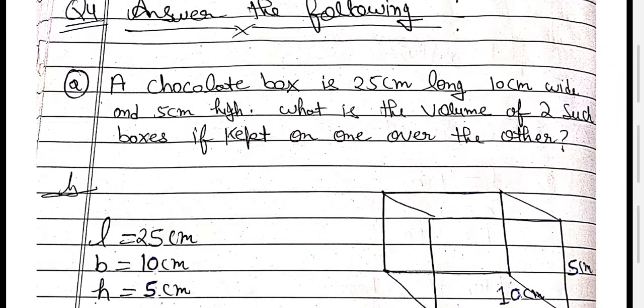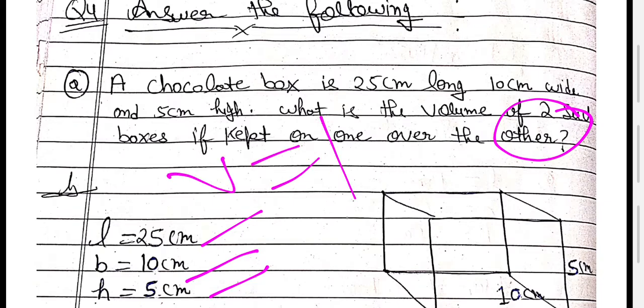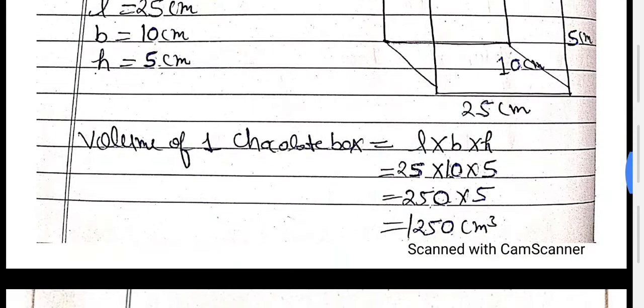A chocolate box is 25 centimeter long, 10 centimeter wide, and 5 centimeter height. What is the volume of two such boxes? So you have to find the volume of two boxes. First find the volume of one box, then the volume of two boxes will be double, so you have to multiply by 2. So volume of one chocolate box is equal to L into B into H.